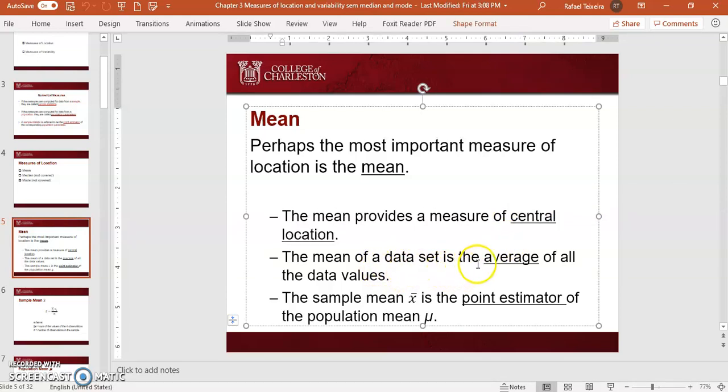The mean of a data set ends up being the average of all the values, and we can use the sample mean, denoted by x bar, as the point estimator for the population mean, designated by the Greek letter mu. You have to get used to this terminology, these two notations. This is part of our language in the class. Sample mean is denoted by x bar and population mean is denoted by the Greek letter mu.